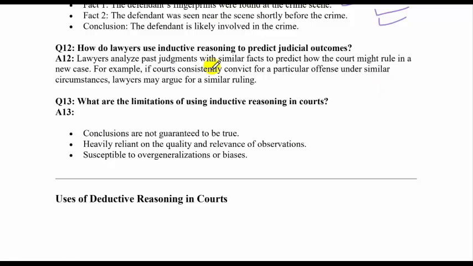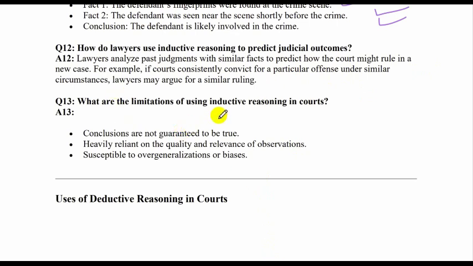How do lawyers use inductive reasoning to predict judicial outcomes? Lawyers analyze past judgments with similar facts to predict how the court might rule in a new case. For example, if courts consistently convict for a particular offense under similar circumstances, a lawyer may argue for a similar ruling.